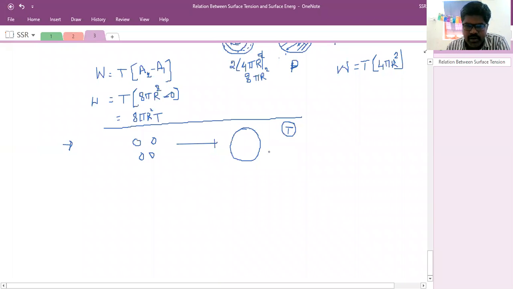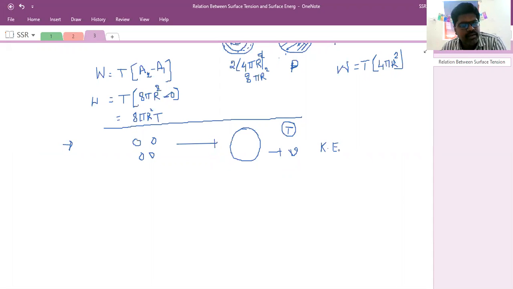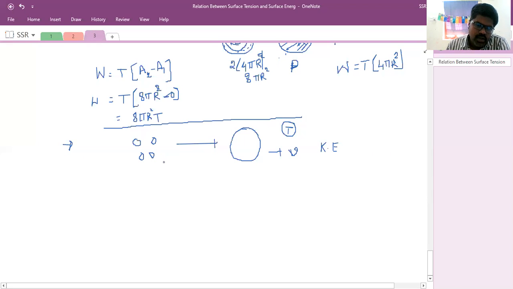Let us say the bigger drop will be moving with some speed v. That means the increase in energy will be converted into kinetic energy. Then what is the final velocity of the bigger drop after combining? So you can imagine work done. How much work is required? W we know already.